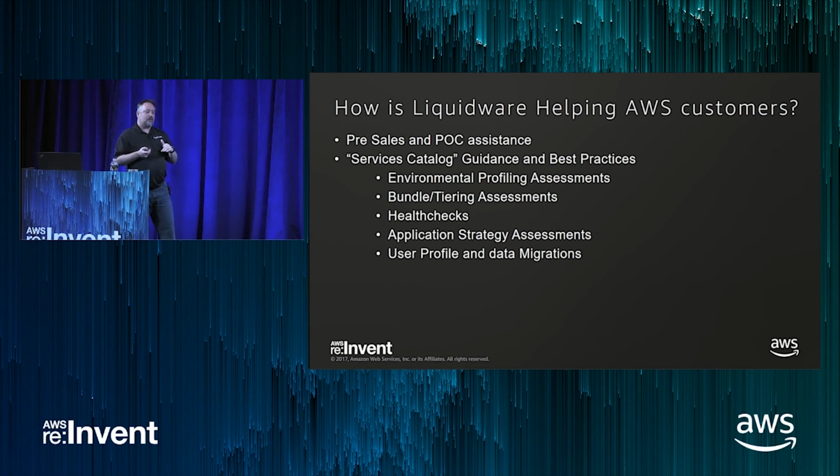The idea of a services catalog has been thrown around from us. So, in addition to the bundle assessment that I showed you earlier, environmental profiling assessments is something that AWS ProServe has been talking about, and the SAs talk about quite a bit as well. I already mentioned the bundle and tiering assessments. Health checks is something that we as Liquidware have done for years, and it's starting to trickle into the Workspaces side because, again, at the end of the day, these are just Windows desktops. So it's the same kinds of analysis and tools that you can use outside of cloud can now be used inside with Workspaces as well.